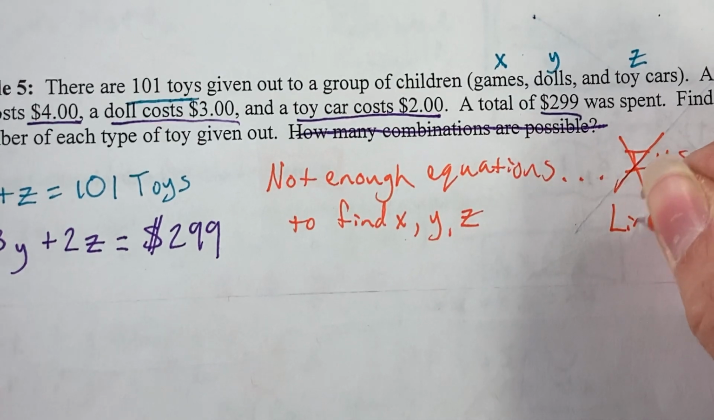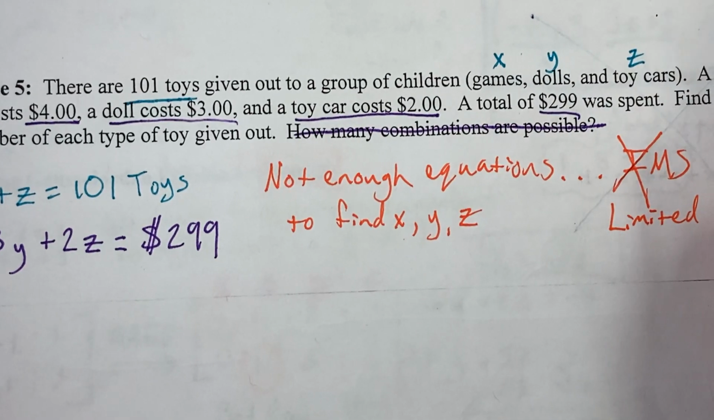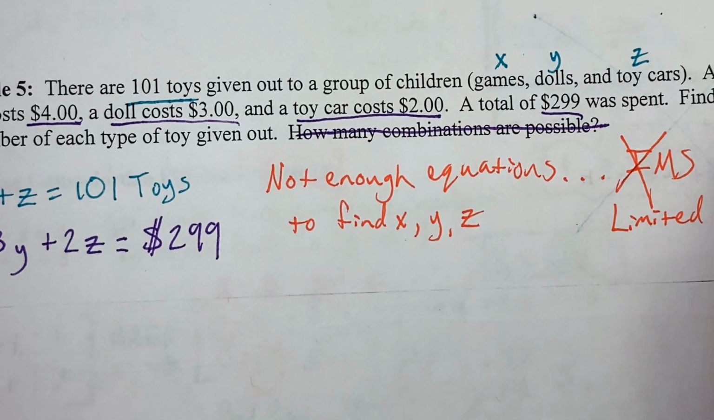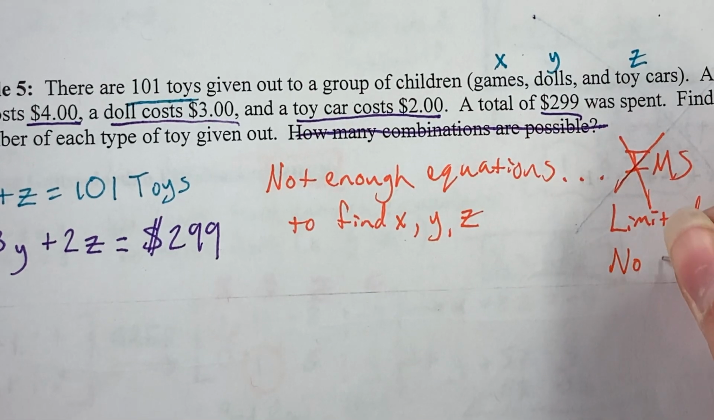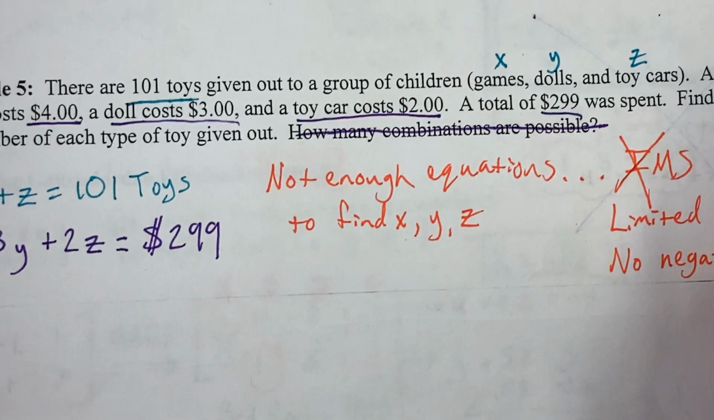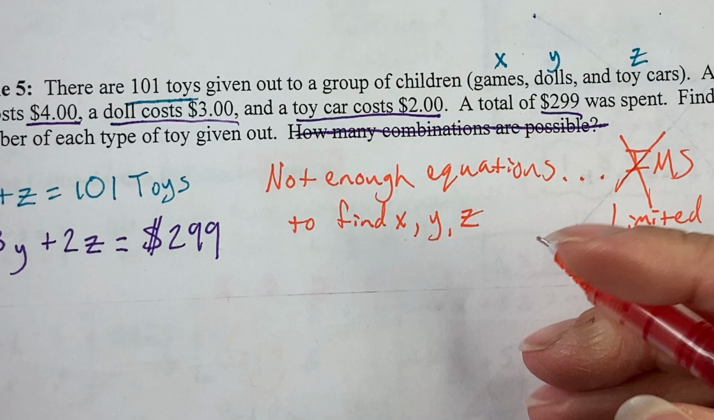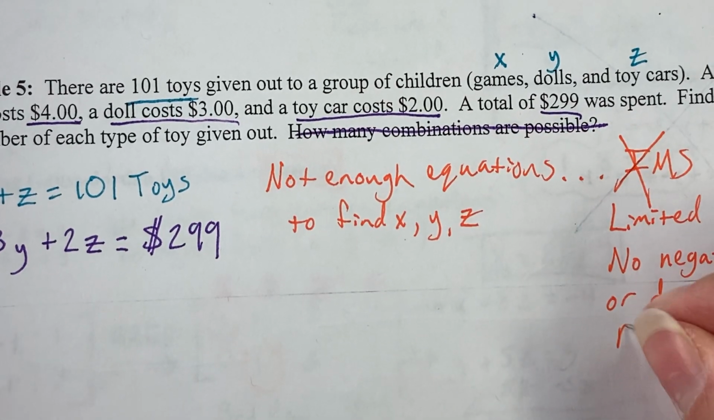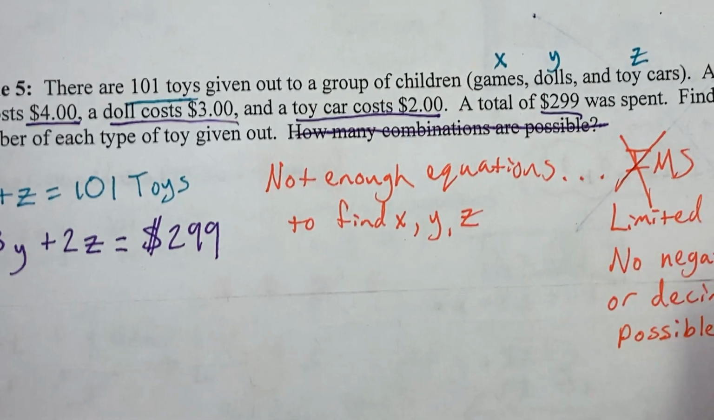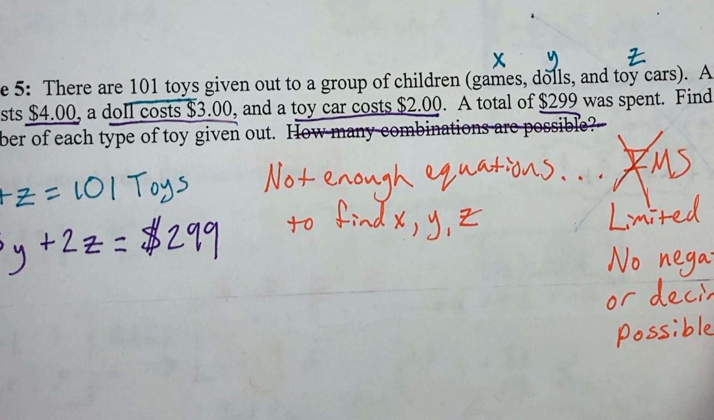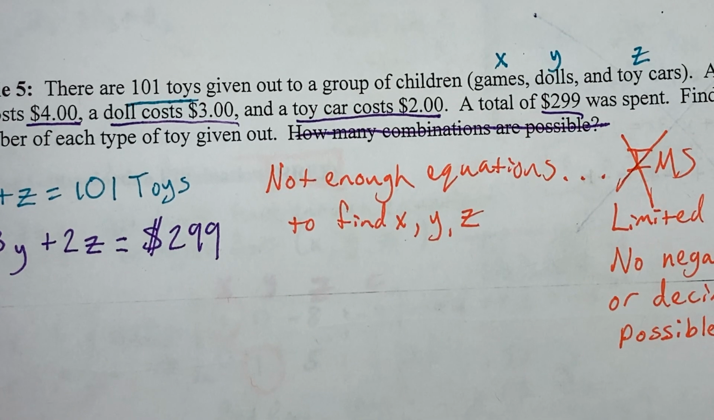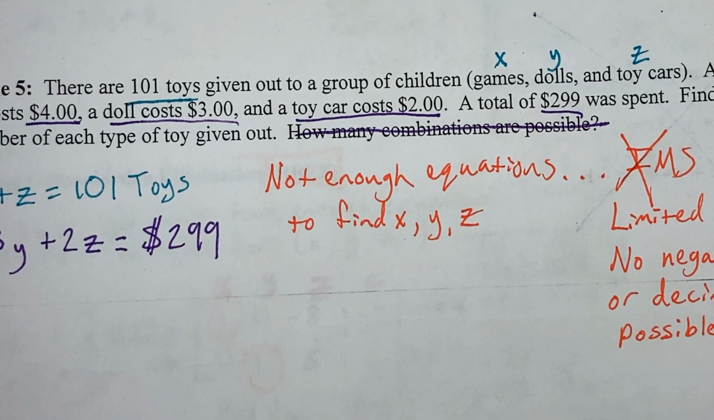We're limited here because we shouldn't have any negatives. So no negative stuff or decimal answers either. So no negatives or decimals possible for answers. So we're not going to have an infinite amount. There could be a lot of different solutions, but we're not going to have all of those itty bitty points in between all of those points on that line or on that plane.